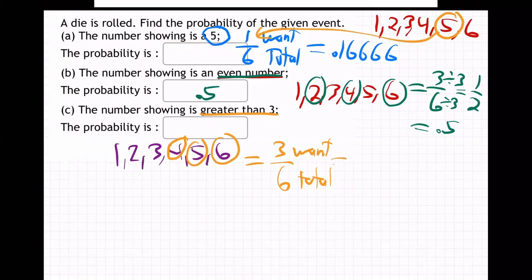And then this, if you divide in your calculator, again, it's going to be 0.5. Just divide in the calculator and get a decimal like that. So again, probability is always the number of things we want over the total number of things that can happen. And there we go.